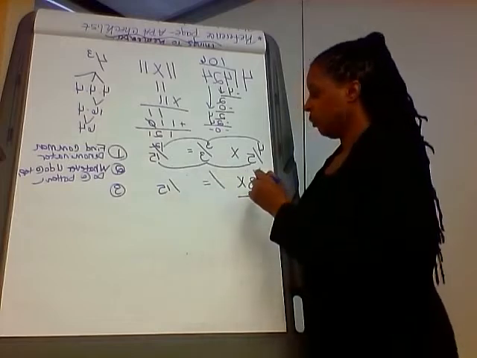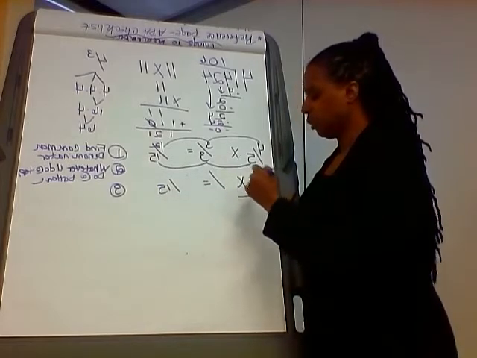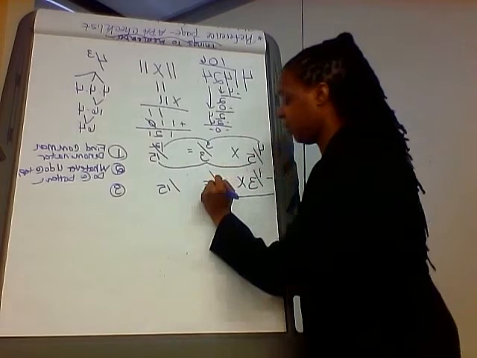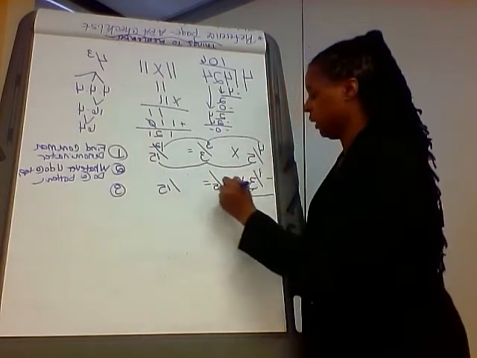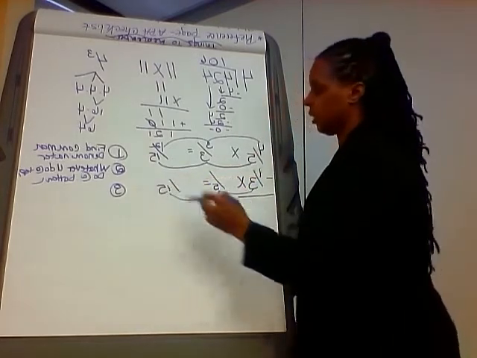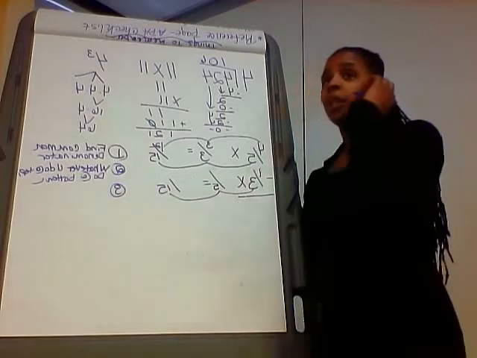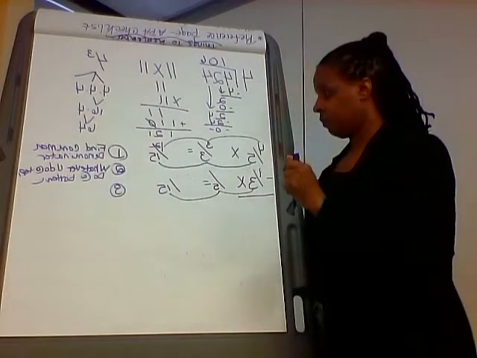15. What do we do to the 3? 3 times what? 5. Thank you, Mary. All right, so 3 times 5 gives us 15. So then what do you do? What's rule 2? Whatever you did to the top, do to the bottom.